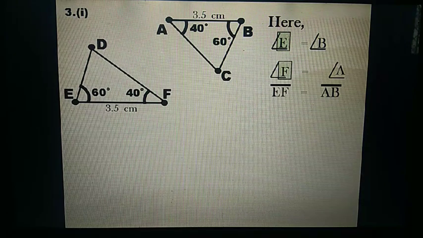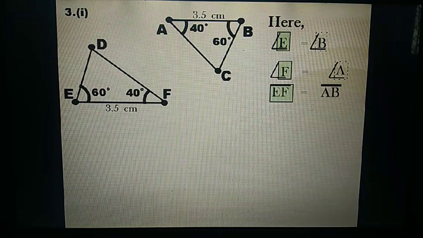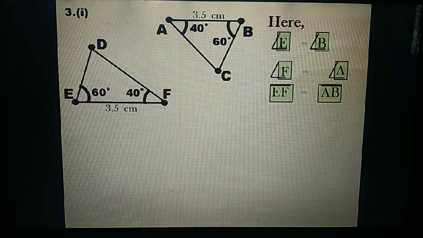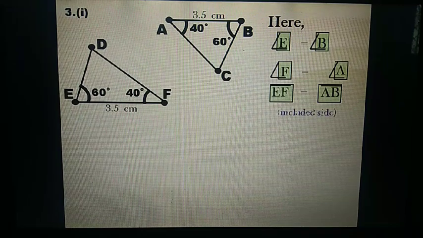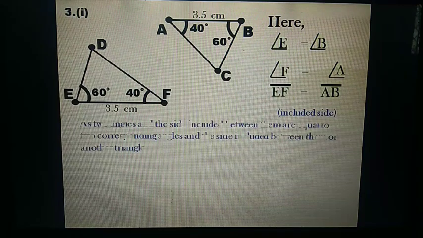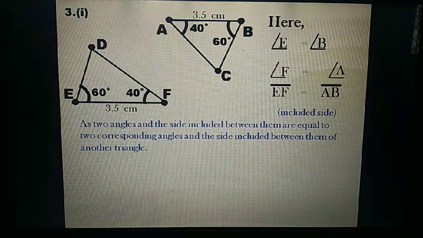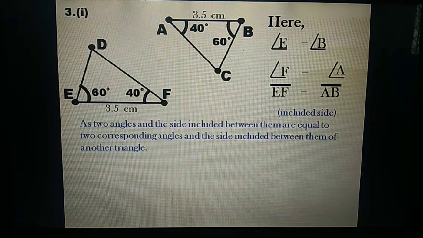The two angles on the left hand side are angle E and angle F, so the included side will be EF. In the next one, the right hand side angles are angle B and angle A, and the included side will be AB or BA. So yes, as the two angles and the included side between them are equal to the two corresponding angles and the included side between them of another triangle, we can say that the triangles are congruent.